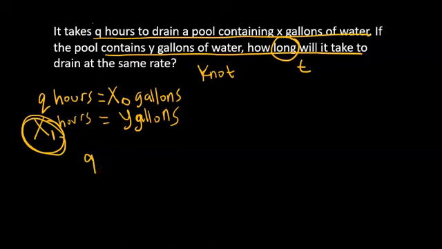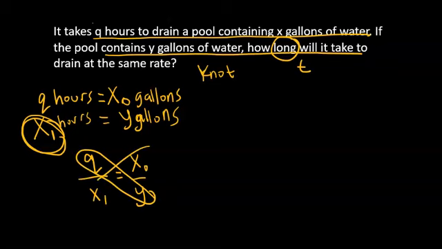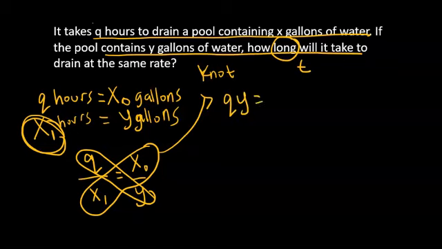So let's go ahead and stack up the same hours, and we're going to stack up the gallons, right? These are ratios we built, and it's a proportion, so what do we do? We cross multiply. Cross multiplying these, cross multiplying these. What do I end up with? I end up with QY equals X1 and X naught, or X0.